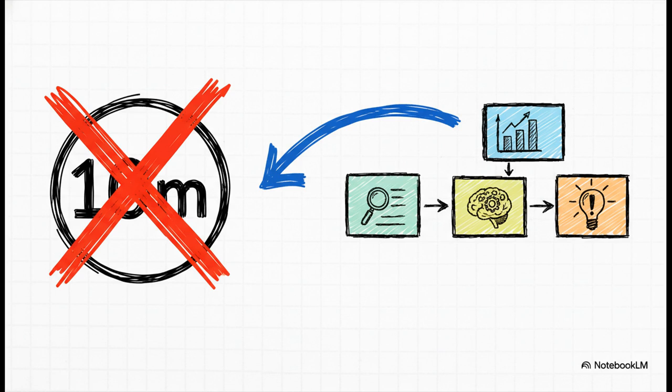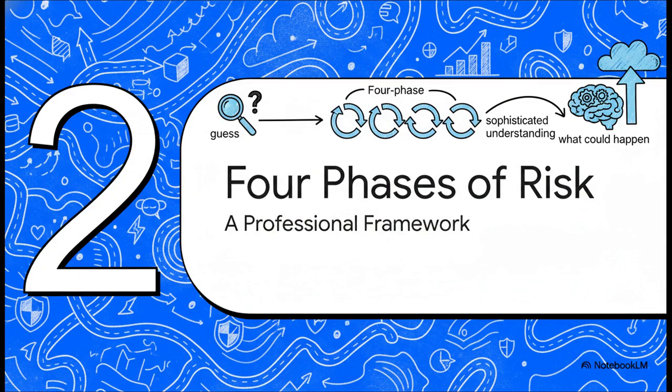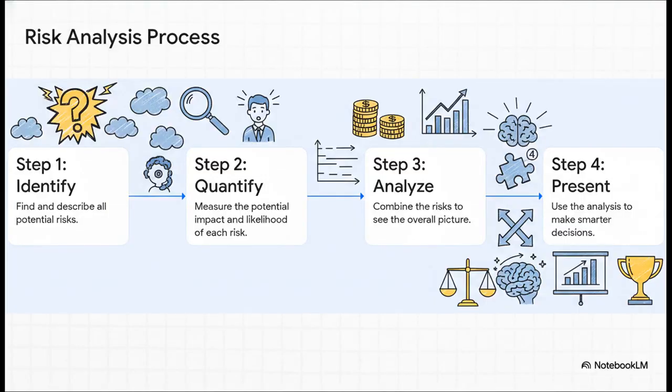And this is the key. Professionals don't just guess. They use a very clear, very structured process to map out all that uncertainty. And that process, well, it's a formal 4-phase framework. You can think of it as the roadmap that experts use to get from a simple hunch to a really sophisticated understanding of all the things that might happen. And here they are, the 4 phases we're going to walk through.